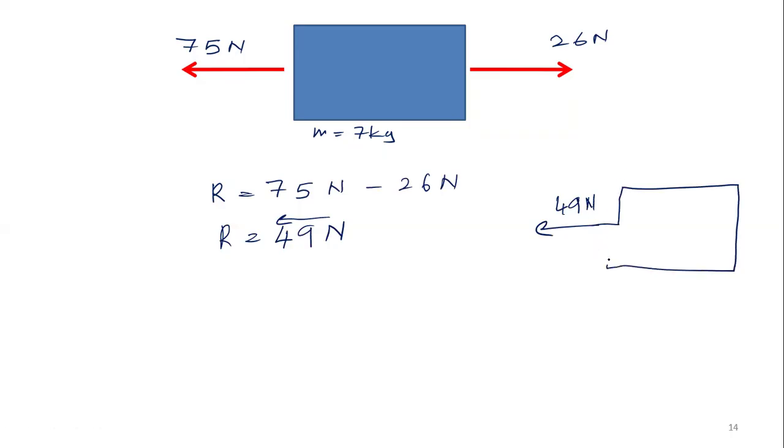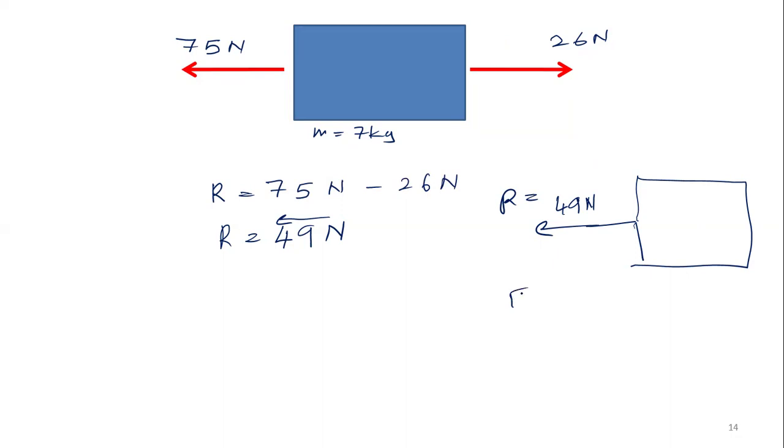Both the boys are pulling it, but one boy's pull is larger. Therefore, the object is moving towards him. But this 26 is cancelled from the other side. That's why 49. So now the object is moving with 49 Newton. If you are putting F equals MA, the F is the resultant, not the real value.